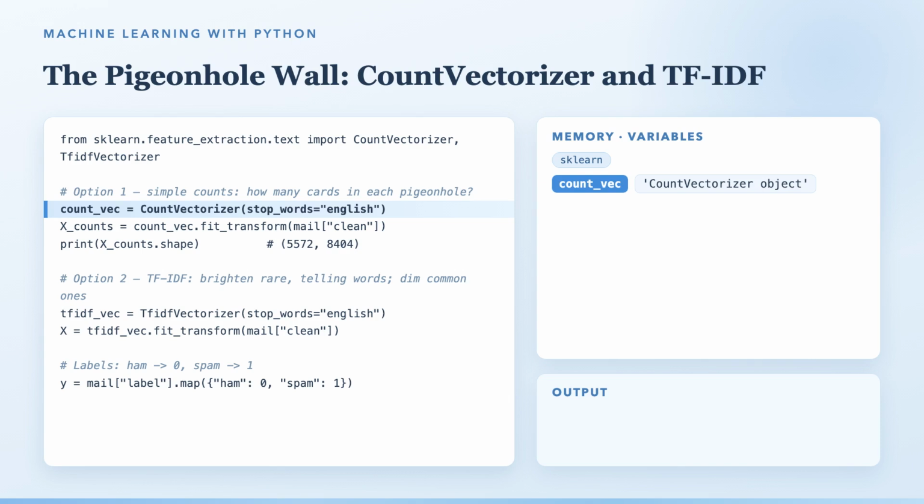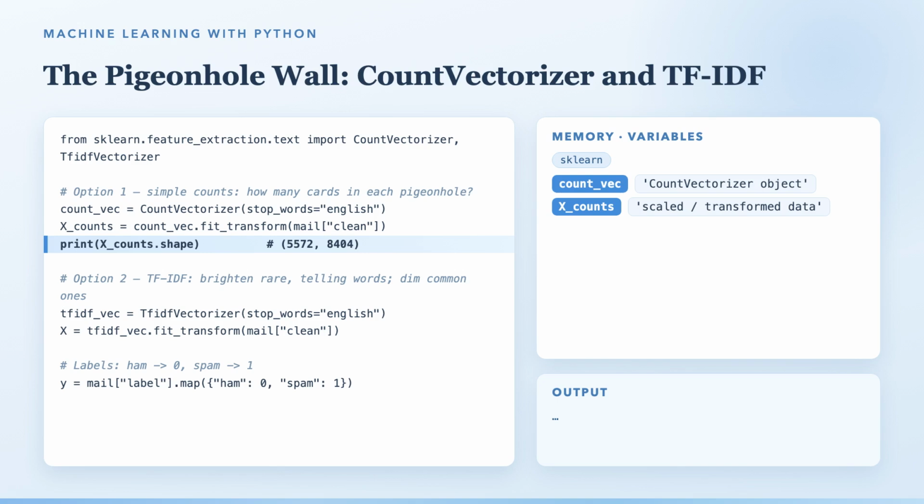But notice something. Words like free appear only in some letters, while little everyday words appear in nearly all of them. Should they count the same? That's where TF-IDF comes in. Watch the wall. Rare, telling words brighten. Common, everywhere words gently dim. TF-IDF simply says, a word that appears in every letter tells us almost nothing. A word that appears in few letters is worth listening to. And one last line. Ham becomes 0. Spam becomes 1. Now every letter is numbers, and the mathematics can begin.